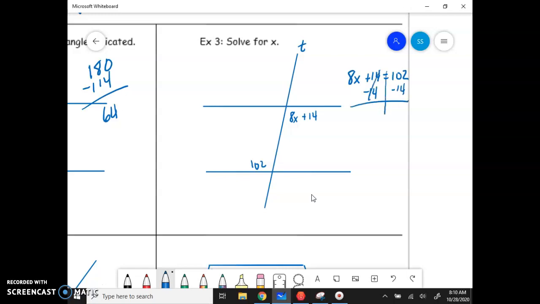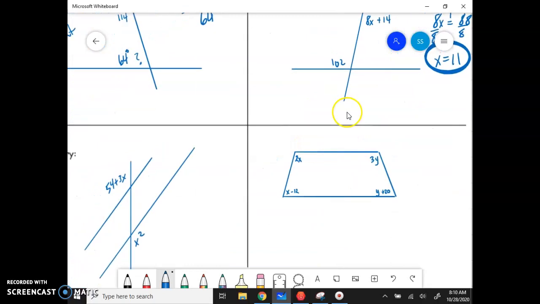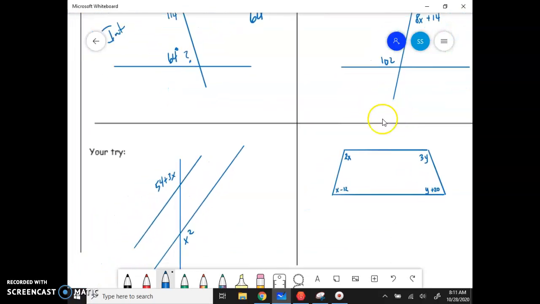Keep these separated. We'll drop down the 8x on the left side, and 102 minus 14 is 88. And divide by 8, you're left with 1x is equal to 11. All right, and for example 3, that's all we need to do. We just need to circle that, and then we're done. Just pay attention on the practice problems, whether or not we're solving for x or finding the measure of the angle that's indicated.